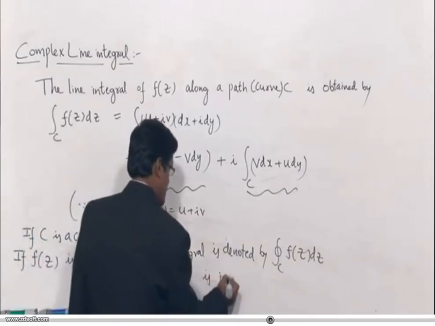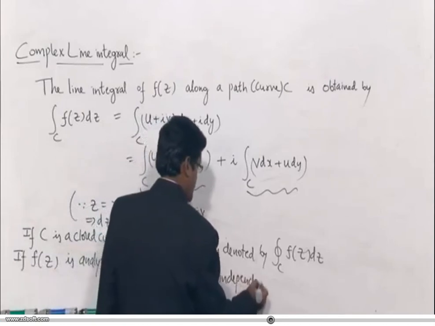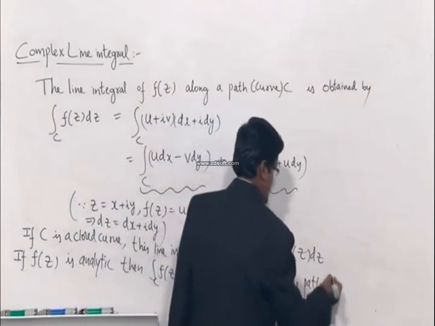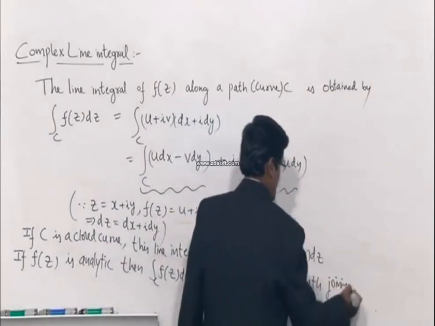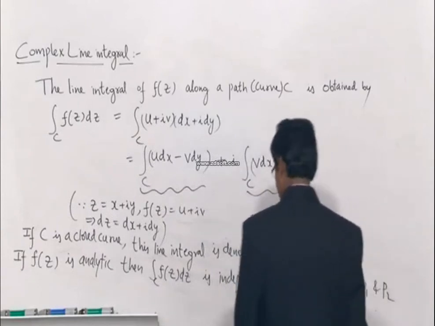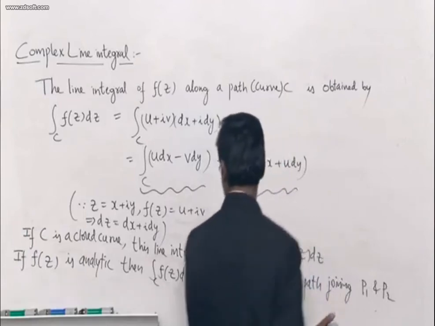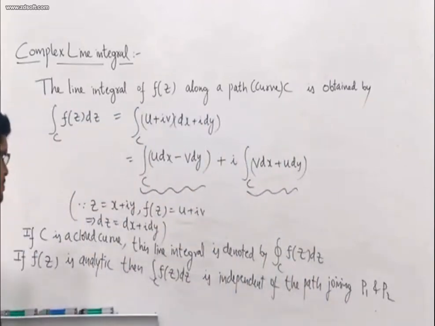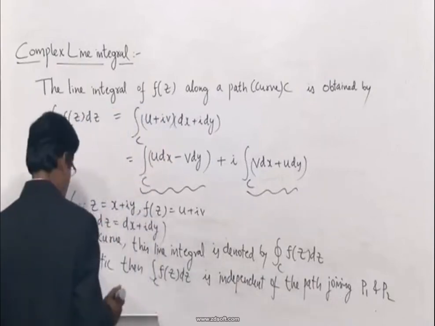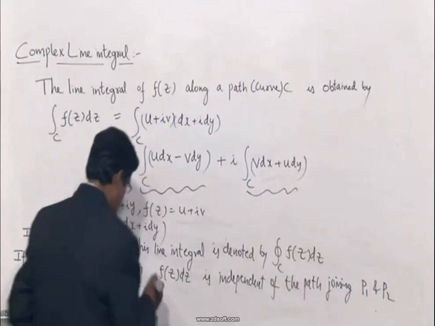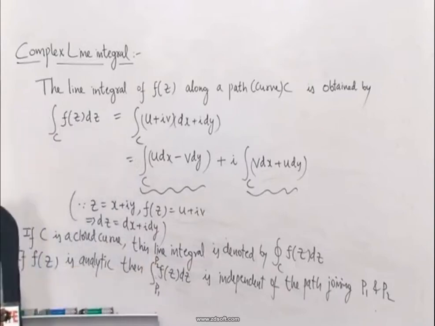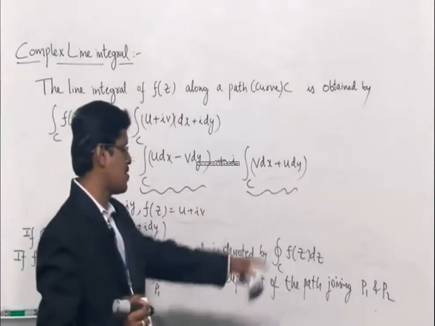is independent of the path joining P1 and P2. Instead of this integration over C, integral P1 to P2, integral P1 to P2 f of z dz is independent of the path joining P1 and P2.